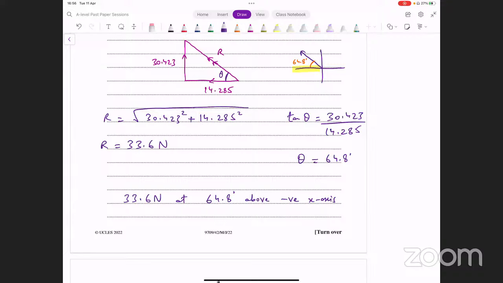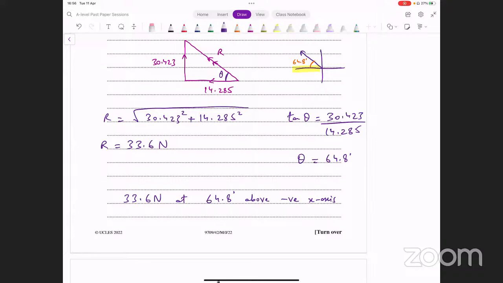You have to describe the direction properly like this. You can't just write down the angle here. That is not going to be acceptable. So this is the resultant that we get: 33.6 Newton at 64.8 degrees above the negative x-axis. This is one way of describing this.